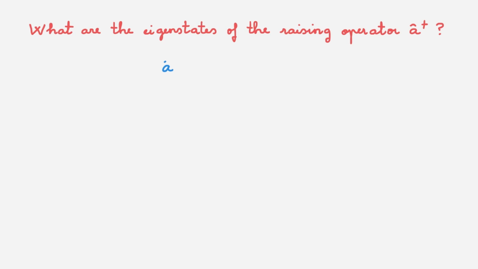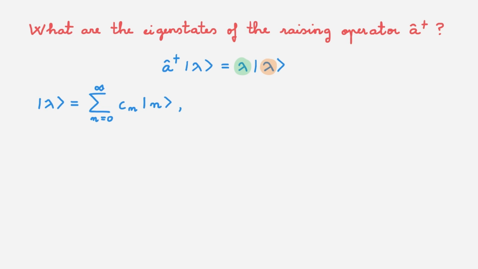To see this, let's write down a tentative eigenvalue equation for the raising operator, where I'm using lambda for the eigenvalues here, and also for the eigenstates here. Let's now consider the expansion of the eigenstate in the energy basis of the quantum harmonic oscillator, where as usual the expansion coefficients are given by this bracket. We now want to evaluate the eigenvalue equation for the raising operator using these results.